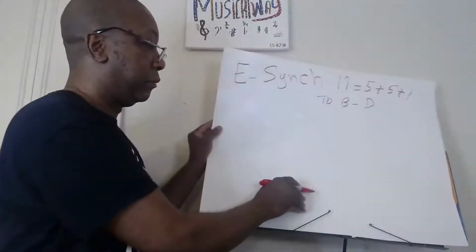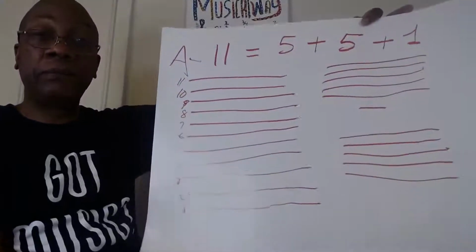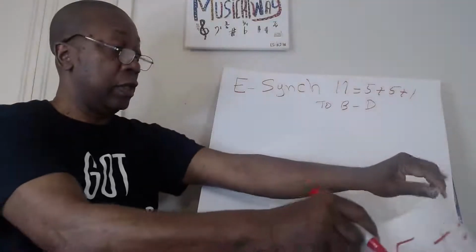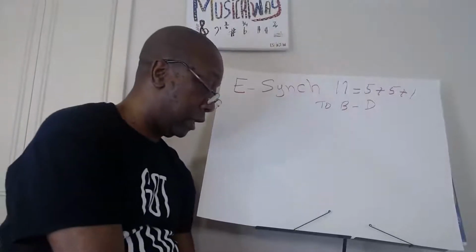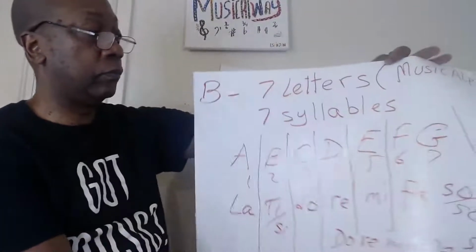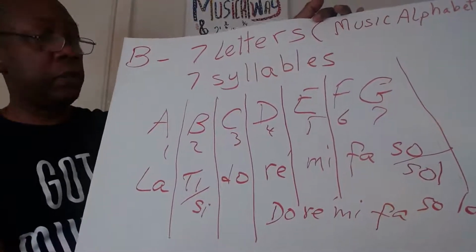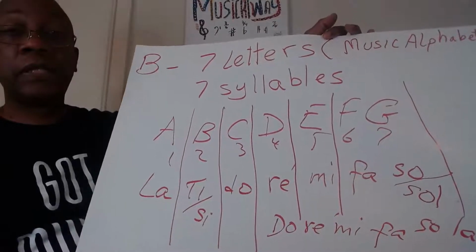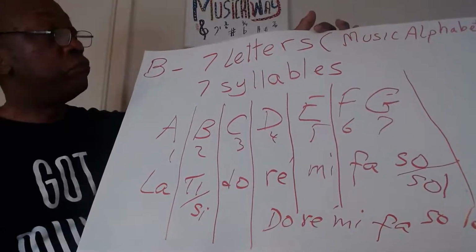Now remember earlier, I had the group of 11, 5, 5, and 1. They're all coming back. And then what we did, we had the concept of letters. We have 7 letters, which are the music syllables, and we have the 7 syllables. And then we realized that they can be combined together because they are interchangeable.